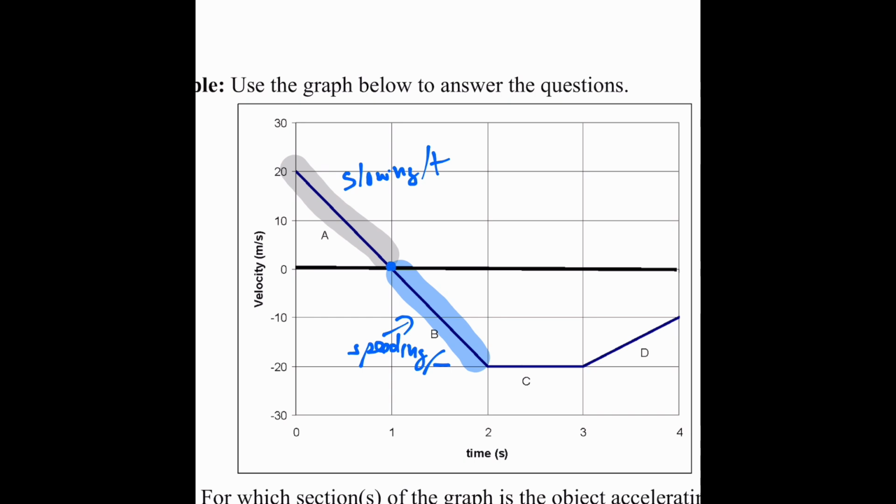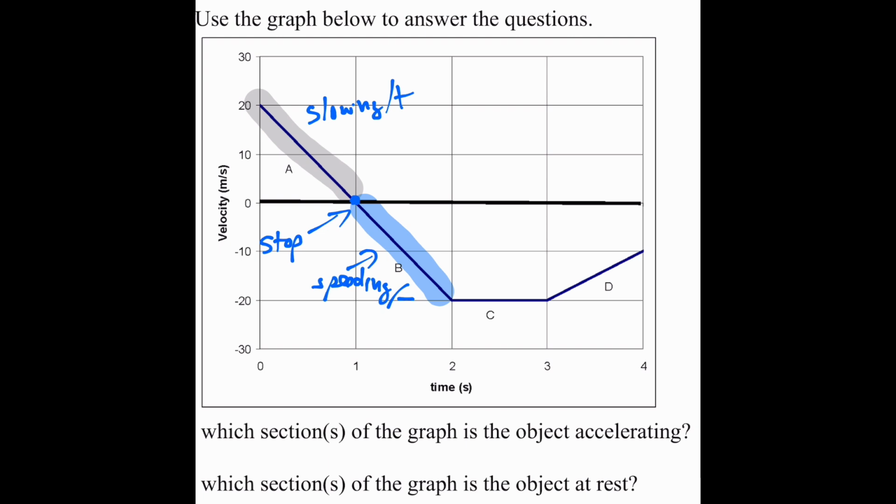Right here, you stop. Exactly at 1 second, you stop to change directions. Okay, for this segment, right here, you're moving with constant velocity of negative 20. The negative just means you're in the negative direction, right? But constant velocity of 20. And then here, in this final segment, right there, you're headed back towards the t-axis. So what are we doing? We're slowing, right? But in the negative direction.